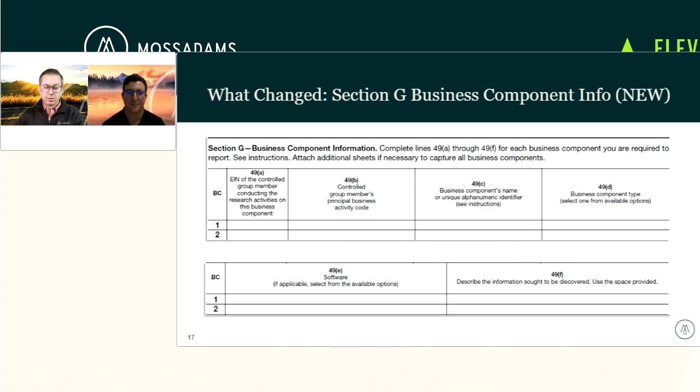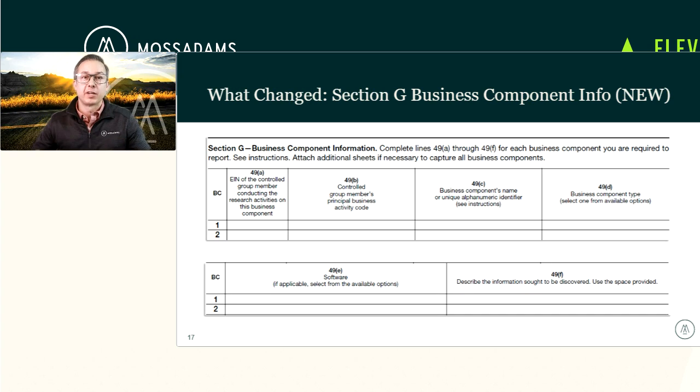All right, so let's talk about the new section G. That's where a lot of the significant reporting requirements come into play. Now, as Josh mentioned, this is optional for 2024 tax years, but mandatory in 2025 for the majority of taxpayers. There are exceptions: small businesses with QREs less than 1.5 million and gross receipts below 50 million. Also an exception for taxpayers that are electing a payroll credit over in section D.